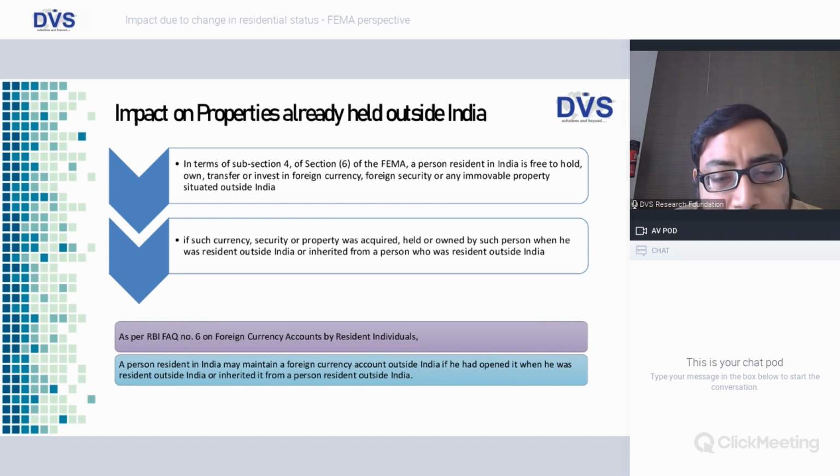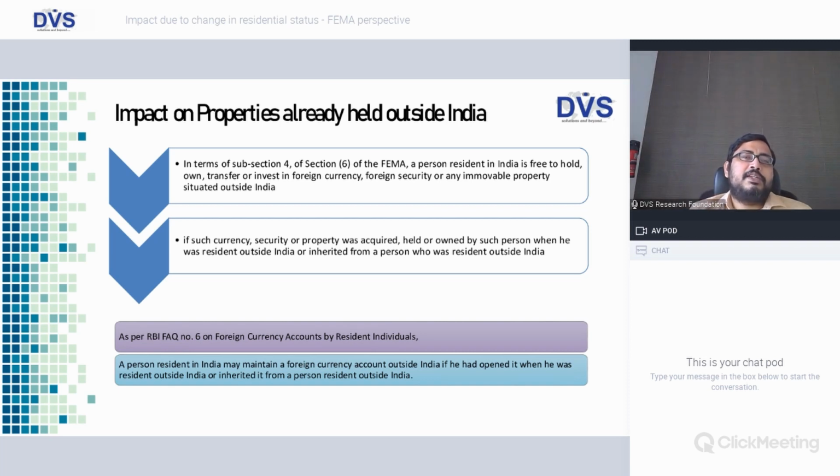So what happens to the properties already held outside India? In terms of sub-section 4 of section 6 of the FEMA, a person resident in India is free to hold, own, transfer or invest in foreign currency, foreign security or any immovable property situated outside India, if such currency, security or property was acquired, held or owned by such person when he was a resident outside India, or inherited from a person who was resident outside India.